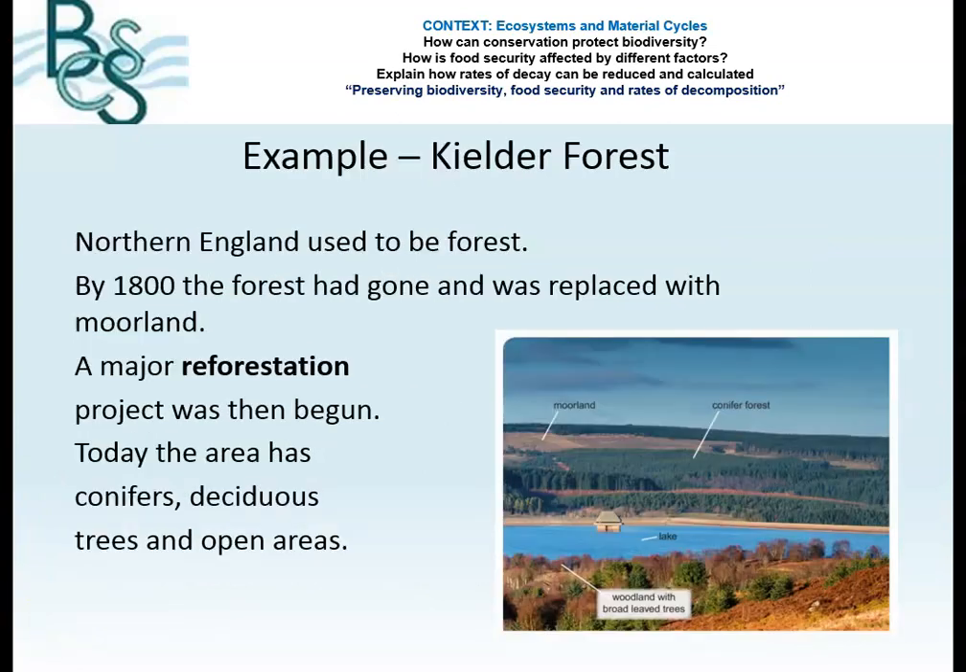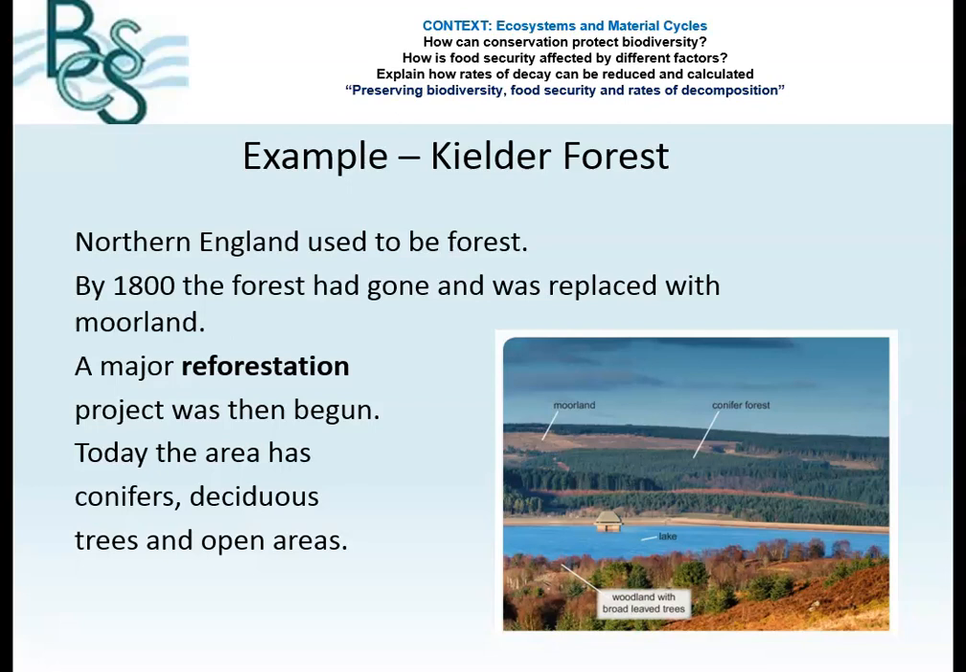The first example that you need to know about is the Kielder Forest. The Kielder Forest is found in the north of England, right up next to Scotland. In 1800, the forest had been destroyed and replaced with moorland, and so now there's a large conservation effort to reforest the area. If you were to visit now, you would find lots of conifer trees, deciduous trees, the ones that lose their leaves, and lots of open areas.